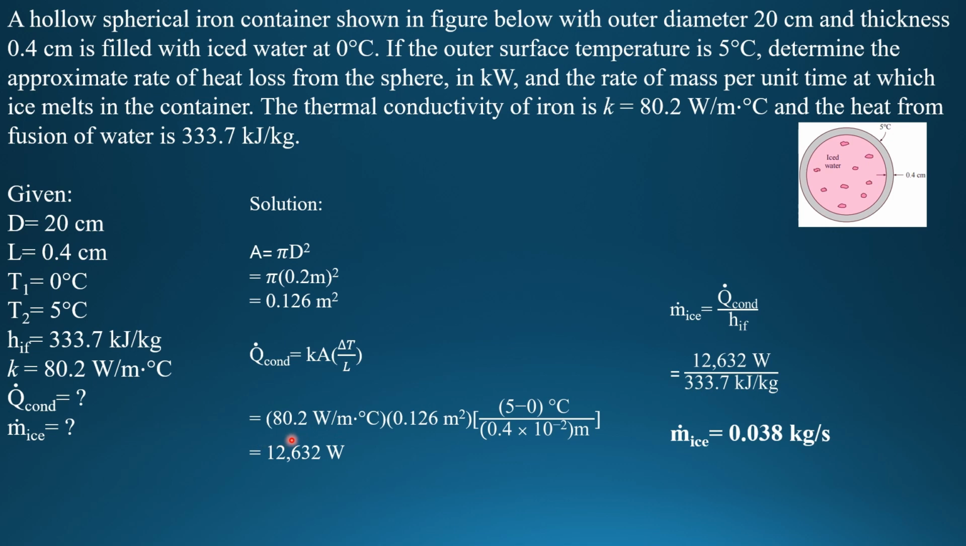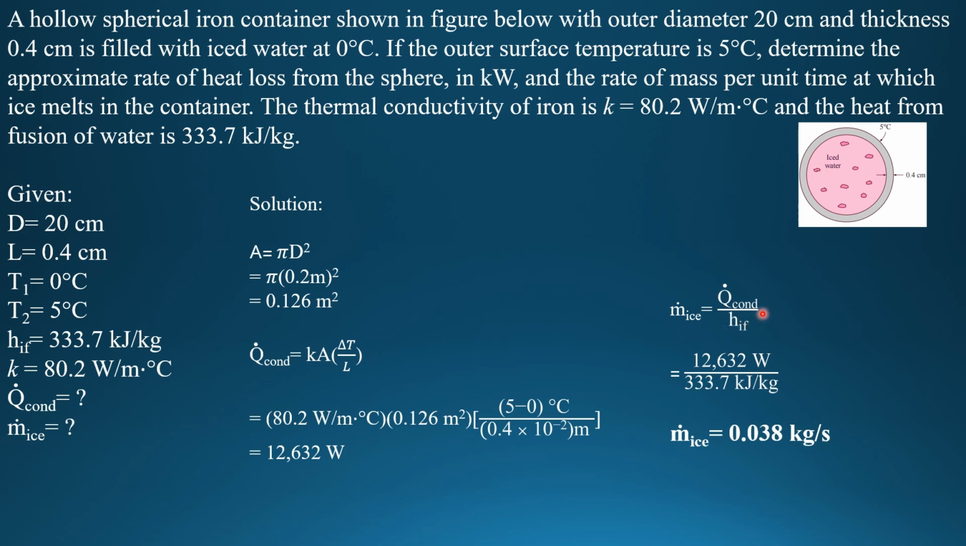Since we have our area now, we'll be plugging in the values in our equation. We have 80.2 watts per meter degrees Celsius times 0.126 meters squared times 5 minus 0 degrees Celsius over 0.4 times 10 raised to negative 2 meters. We have here the heat per unit time of the conduction that is equal to 12,632 watts.